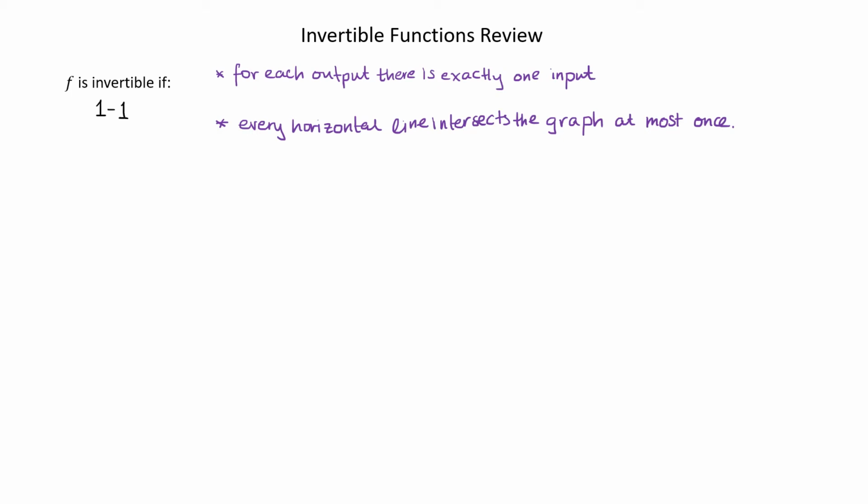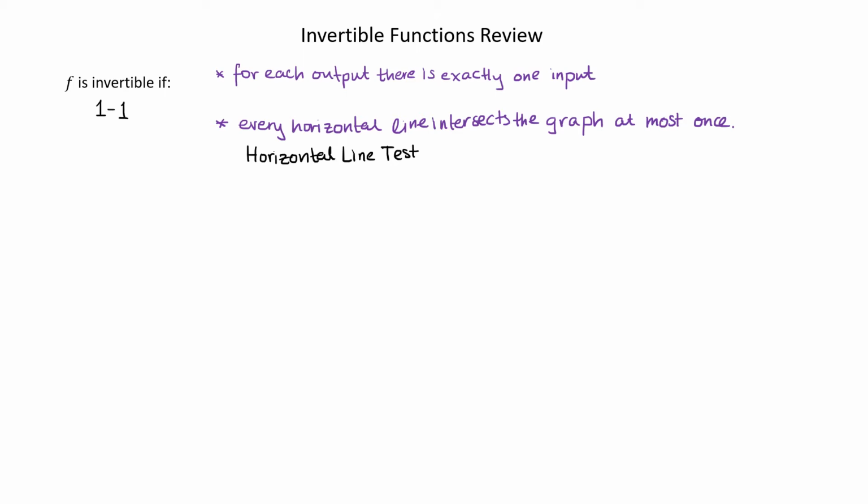So here are two answers that you might have written down. The first is just a definition of being one-to-one. For each output, it comes from exactly one input. You might have also talked about what's called the horizontal line test. Every horizontal line intersects the graph at most once. If either of these conditions is true, then we're going to have an inverse function.